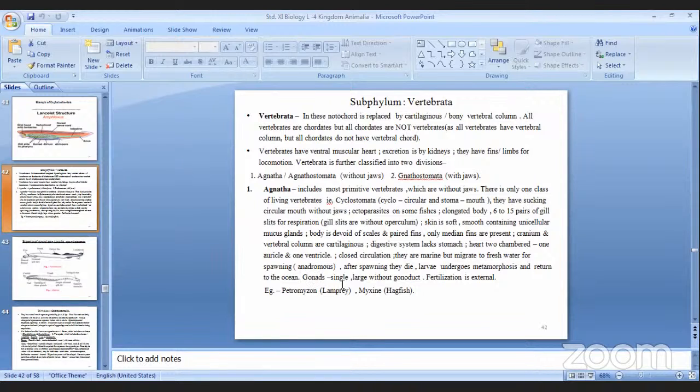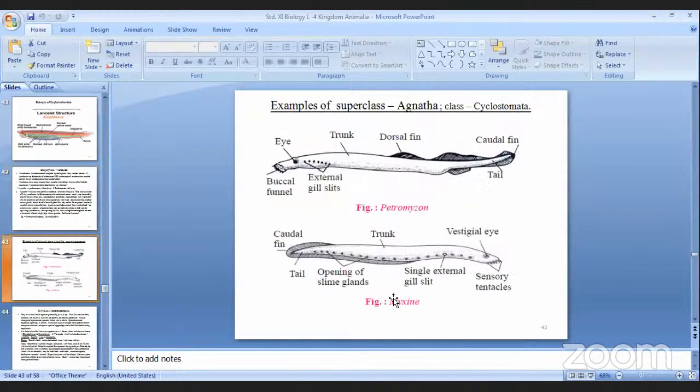Then gonads, meaning the reproductive organs, are single and large, without gonoduct. That means there is no duct in between. Fertilization is external. Example, Petromyzon, that is lamprey, or Myxine, which is also known as the hagfish. See here, this is Petromyzon and this is the hagfish or Myxine.